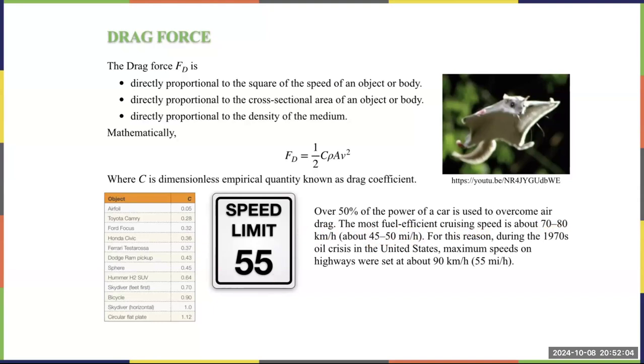For this reason, in the 1970s, during the oil crisis in the United States, the maximum speed on highways was set to 90 kilometers per hour or 55 miles per hour. This was for energy purposes. So this 55 is not some magic number. If you go to Canada, the speed limit on the freeway is 80 kilometers per hour, which is 50 miles per hour.